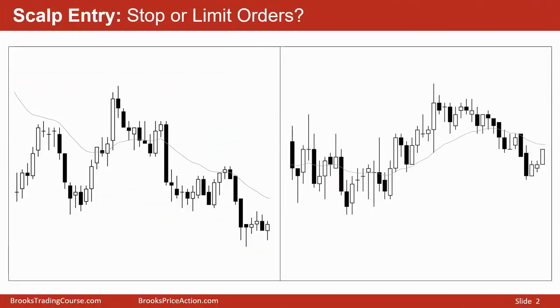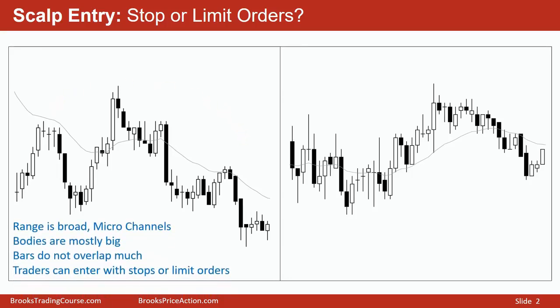Take a look at the chart on the left. The range is broad, and the bodies are mostly big. The bars do not overlap that much. In a situation like this, traders can buy with stops, for example, above a bull bar near the bottom, micro double bottom here, failed breakout to a new low, bull bar closing on its high, bull breakout, pullback, bull flag.